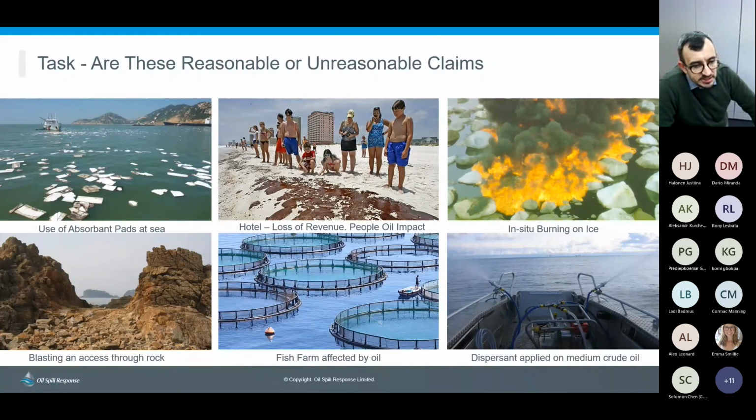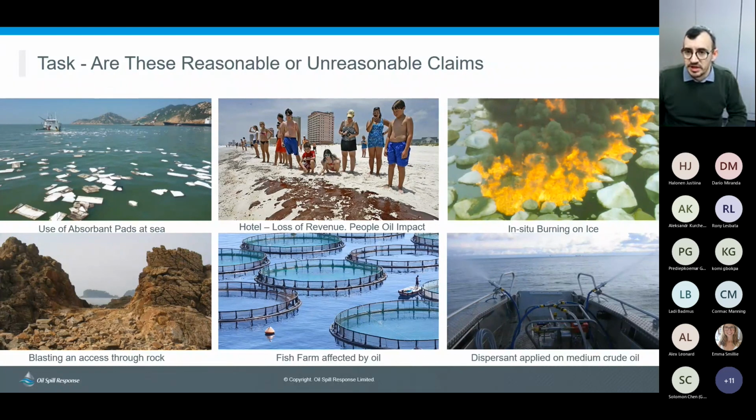This would be unreasonable if a person or organization was at sea just dishing out sorbent pads. This would be unreasonable from a technical perspective because those pads would cause more environmental damage than good, because they would just float off and it'd be very hard to contain those. So we would deem this unreasonable and the claim wouldn't be paid.